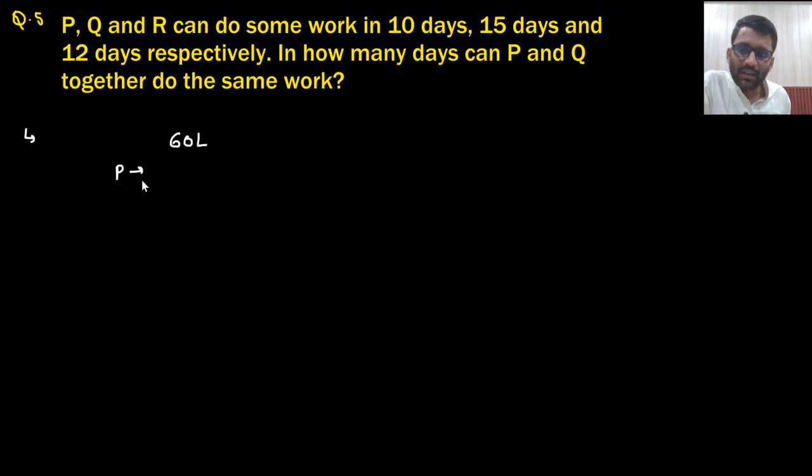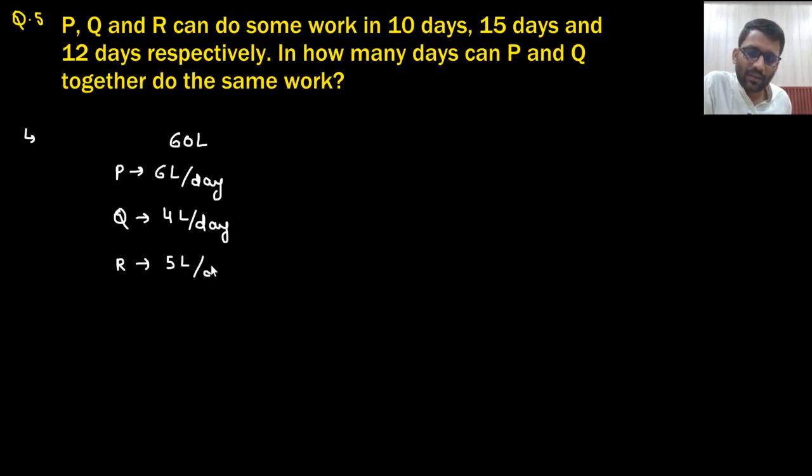So P can eat 6 laddu. P can do the work in 10 days. That means P can eat 6 laddu per day. Q can do the work in 15 days. That means Q can eat 4 laddu per day. And R can do the work in 12 days. That means R is eating 5 laddu per day. Say yes or no? Very simple.